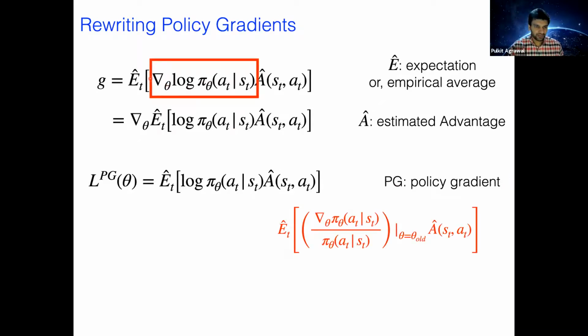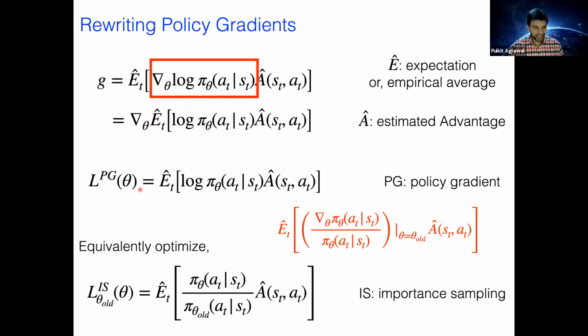Now let's look at this term. Because of the property of the log, I can rewrite this term in the following way. I'm just taking the gradient with respect to log, and this gradient is evaluated at my current set of parameters, which is theta old. And theta are the parameters that I want to find after the update. Because these two terms are equivalent, I can rewrite this loss function in the following form, where this log term is replaced by this ratio. This is what you can think of as the importance sampling loss function. It is just rewriting my policy gradients in a different form.